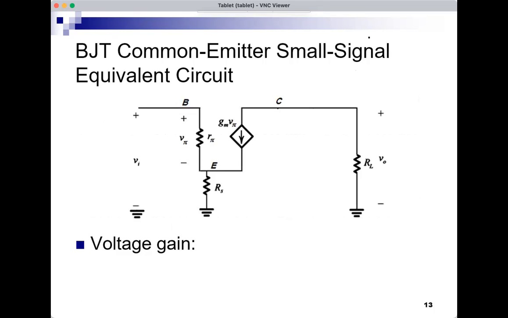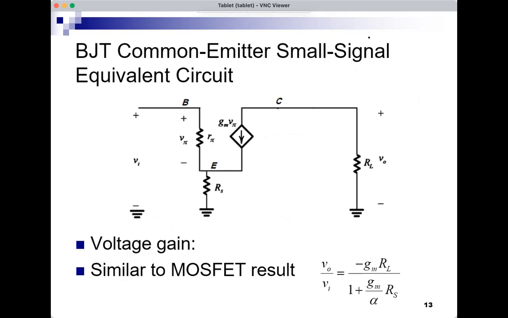What about voltage gain for this common emitter with RS? We will just use the MOSFET result because the analysis is very, very simple, and the result would be actually very similar. In the case of the MOSFET, I got minus GMRL over 1 plus GMRS. In the case of the BJT, it's minus GMRL over 1 plus GMRS over alpha. What is this alpha? Alpha is beta over beta plus 1. And it's very close to 1.